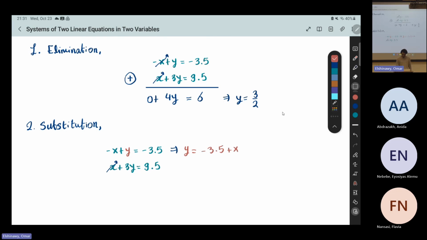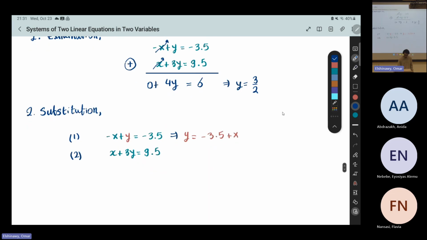And then if y is equal to minus 3.5 plus x, then guess what? This is an equation which has x and y. So if this is the first equation, this is the second equation, then it's like I'm plugging in 1 inside of 2. And I put quotation marks here because this is not rigorous.